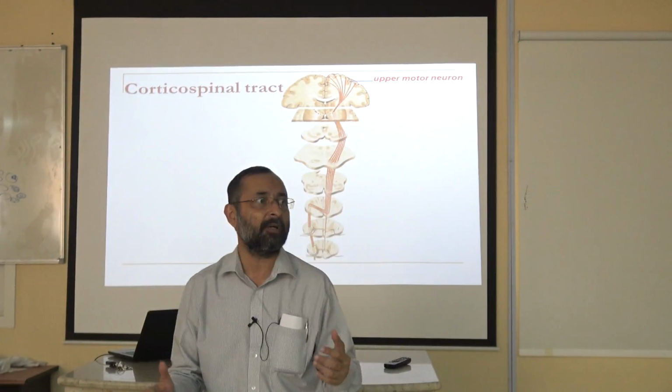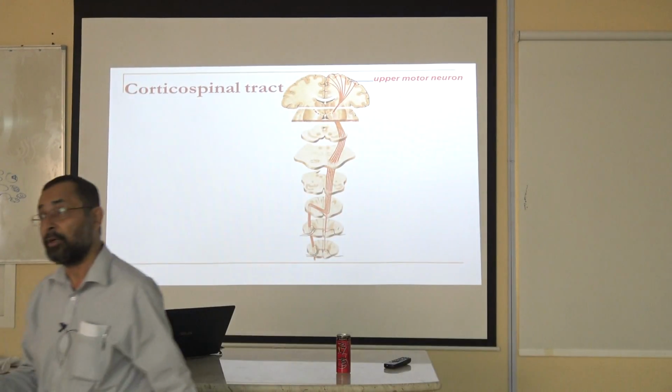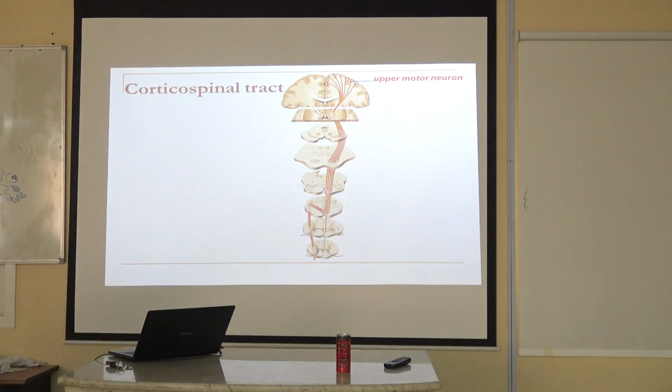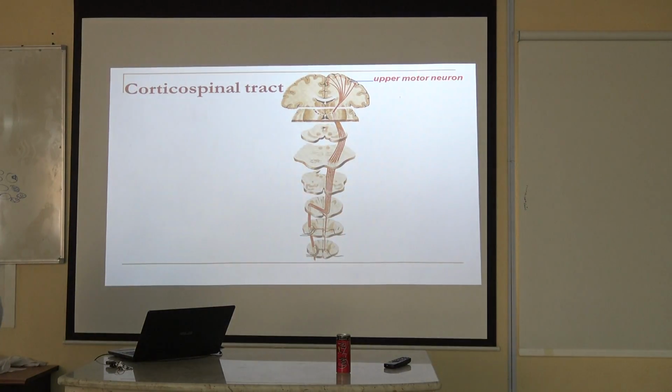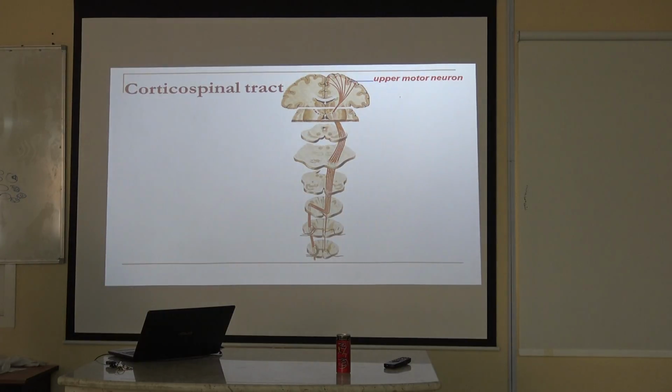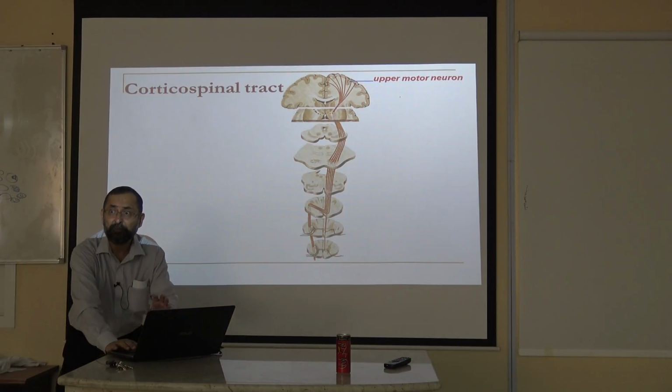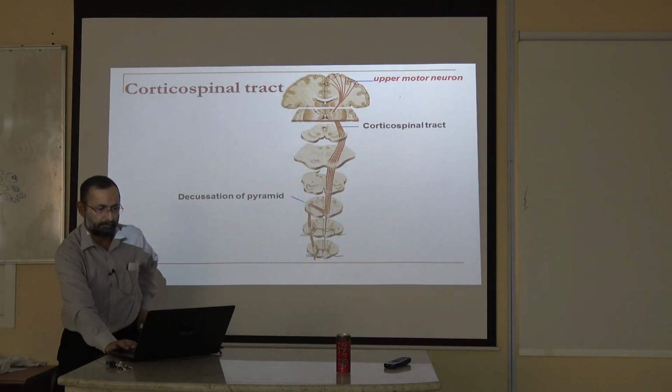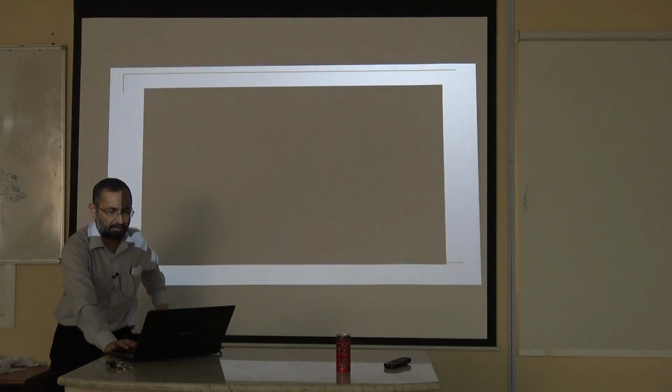So which one is more important for your perfect movements, lateral or anterior? Lateral. Axial means your balance or your standing or some movements will be affected, but your overall movements of the limbs are controlled by the lateral corticospinal tract. Clear about the function? Okay. This is done.